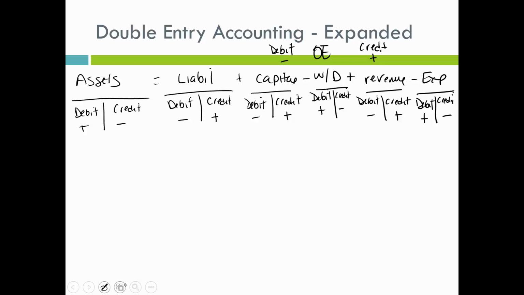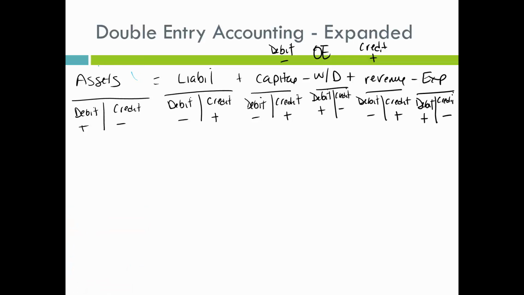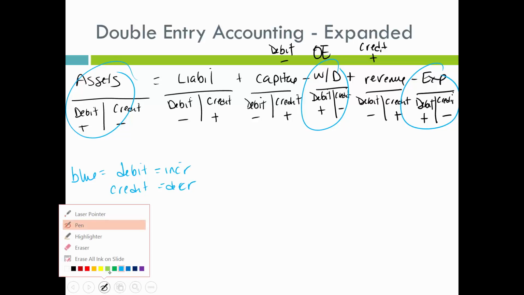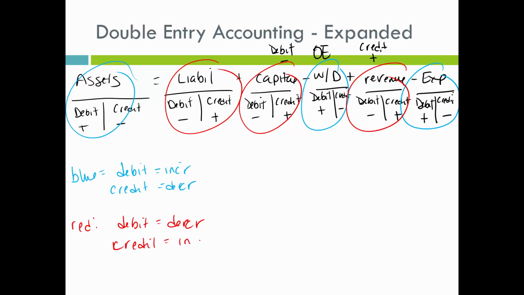So what we actually have here, let's change this to blue. For assets, withdrawals, and expenses, so for the blue, a debit is what I do to increase it, and a credit is what I do to decrease the balance in the account. For the other 3 types of accounts, liabilities, capital, and revenue, a debit will decrease the account, and a credit will add to the balance or increase the balance in that account.